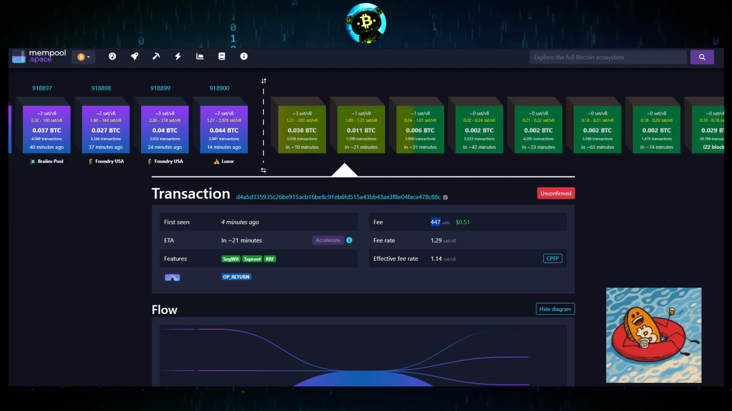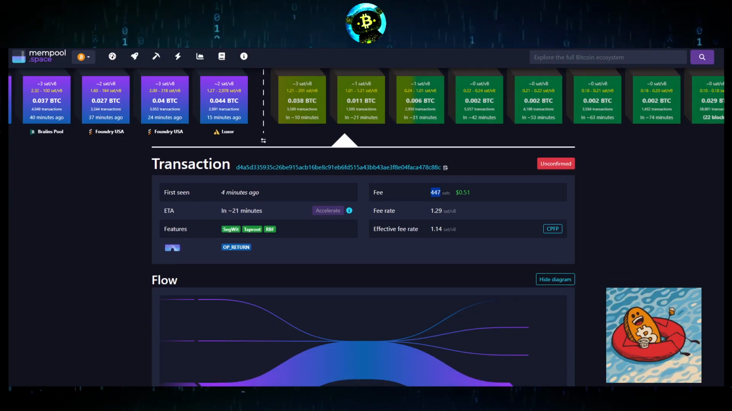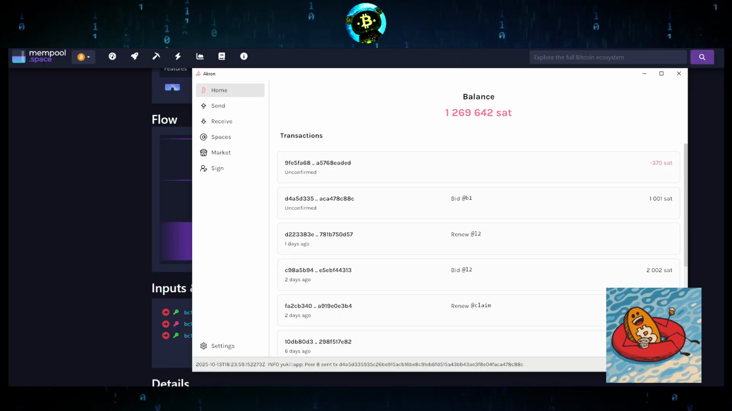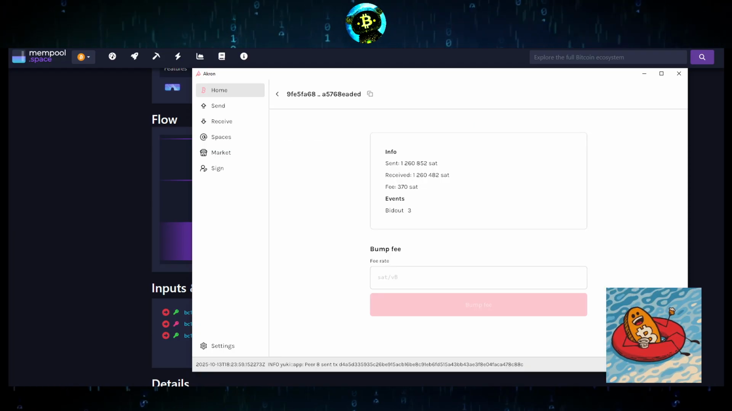This one I'm paying 447 sats. Oh, I think I know what's going on here. All right, a little confusing, but I know what's going on. Okay, so we have two separate transactions here. What Acron Wallet does is, this is a bid out on Spaces protocol.